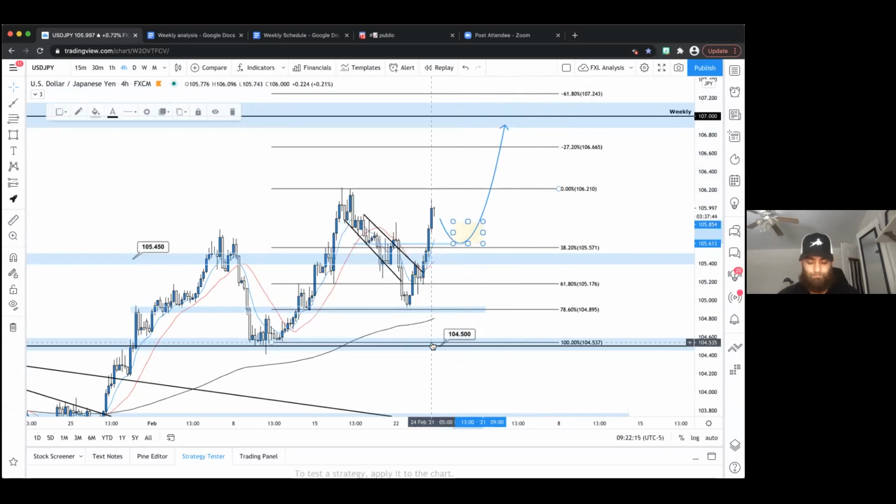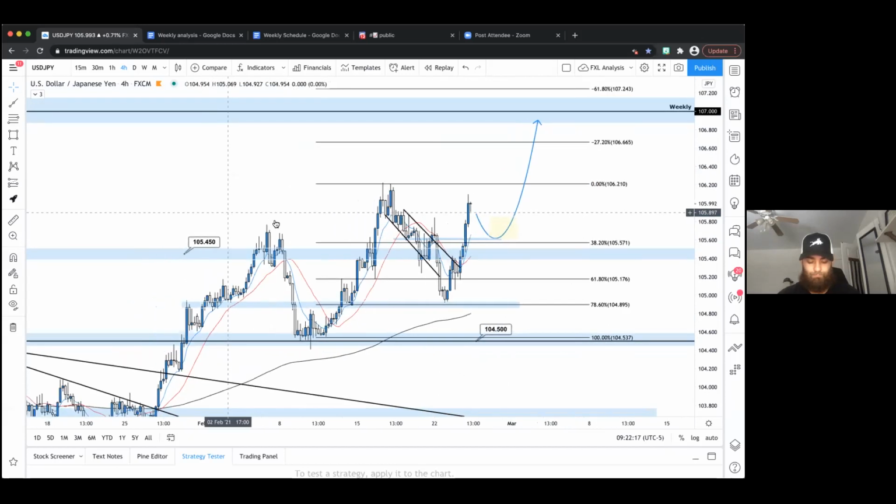Okay, let me just do this one more time. All right, there we go. So yeah, that's what we're looking at right now. This thing could very well just start taking off into this weekly. So yeah, that's our target, closer to 107 flat.